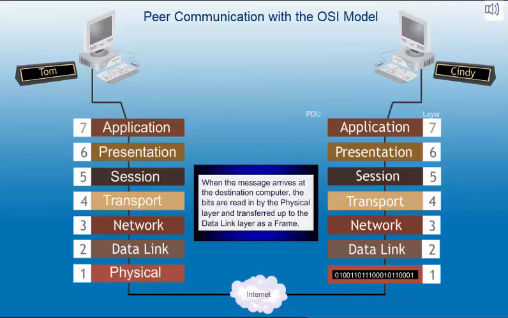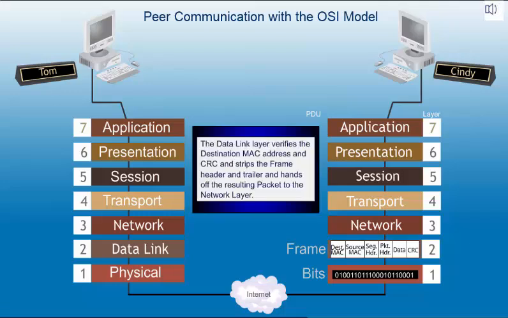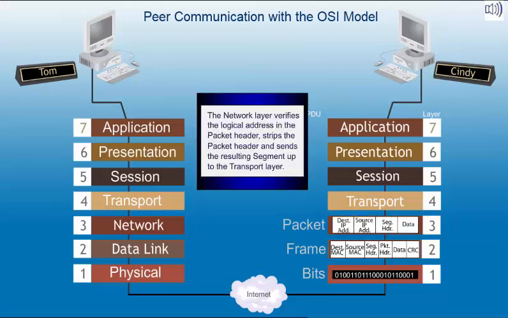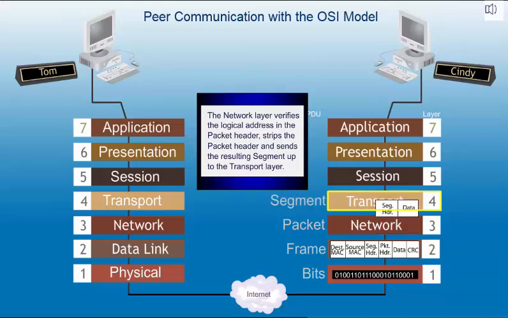When the message arrives at the destination computer, the bits are read in by the physical layer and transferred up to the data link layer as a frame. The data link layer verifies the destination MAC address and CRC, strips the frame header and trailer, and hands off the resulting packet to the network layer. The network layer verifies the logical address in the packet header, strips the packet header, and sends the resulting segment up to the transport layer.